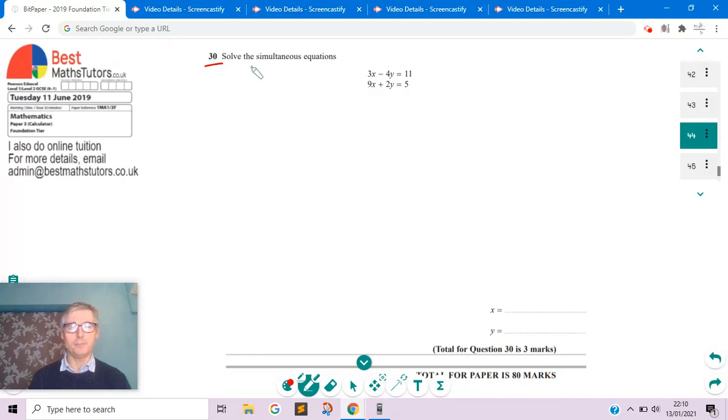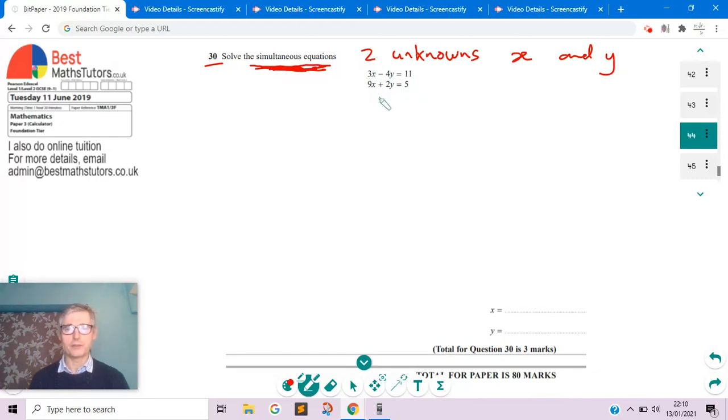So this final one, and the questions do get harder as you go through the paper, is a simultaneous equation. So we've got two equations here, and it's a simultaneous one because we've got two unknowns. So two things we don't know. And we can see we've got x and y that we don't know, and we've got to find them both.